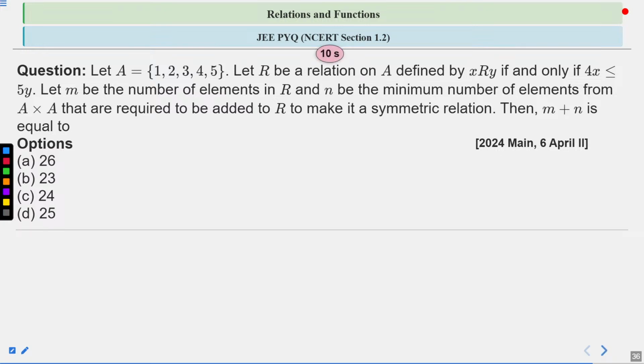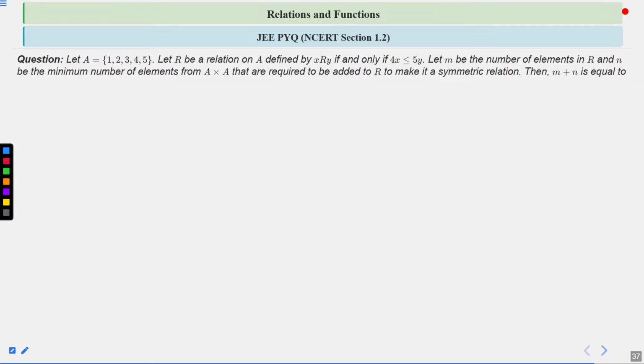You have 10 seconds to solve or think about this question. After that, we will discuss the solution part. Okay, let us move to the solution part. Yes, option D is the right answer. Option D, 25 will be the right answer. M plus N will be equal to 25. Let us see.